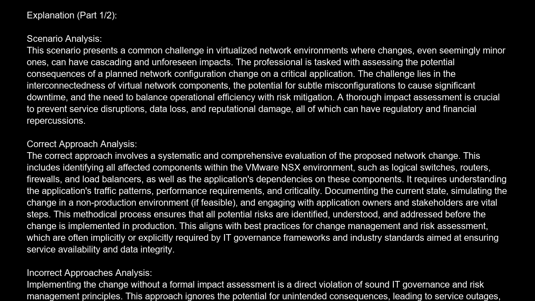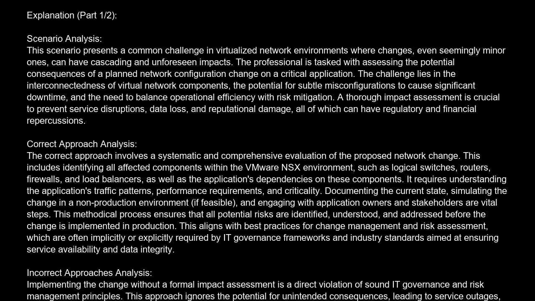A thorough impact assessment is crucial to prevent service disruptions, data loss, and reputational damage, all of which can have regulatory and financial repercussions. Correct approach analysis. The correct approach involves a systematic and comprehensive evaluation of the proposed network change. This includes identifying all affected components within the VMware NSX environment, such as logical switches, routers, firewalls, and load balancers, as well as the application's dependencies on these components.